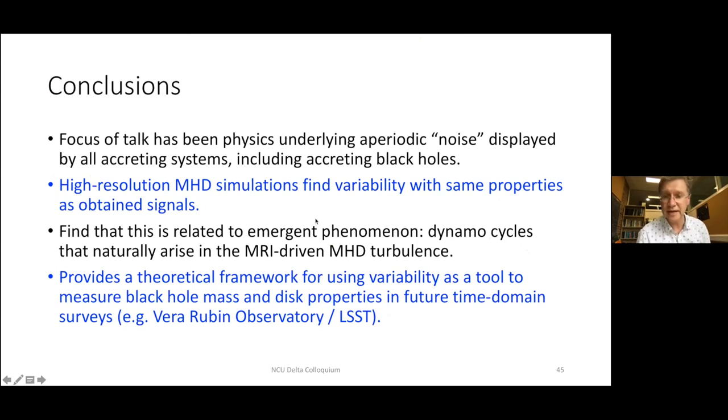The focus of this talk has been understanding the aperiodic variability in accreting systems and showing you that the high resolution simulations find variability that essentially has the same properties as the observed signals, and that this dynamo cycle that we've found in the simulations is purely an emergent phenomenon. We didn't put anything in the simulations to get this cycle. It's purely an emergent phenomenon from the MRI driven turbulence that ends up being quite an important one for the physics of the variability. And this hopefully will let us develop the tools we need to extract black hole mass and disk properties from future time domain surveys.